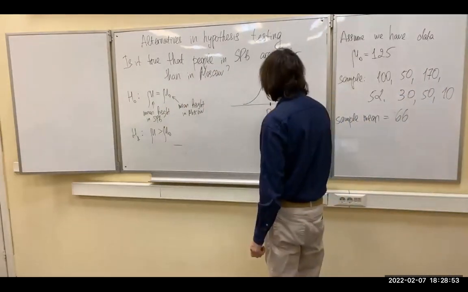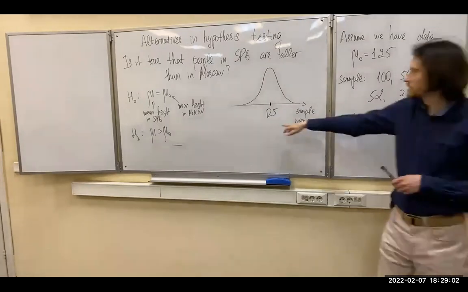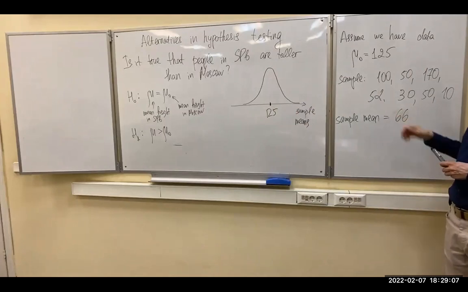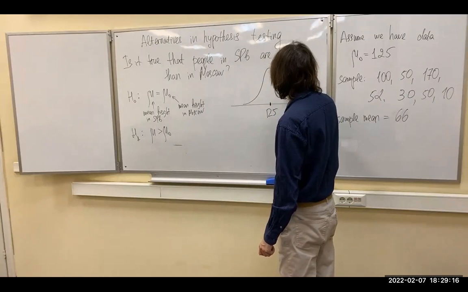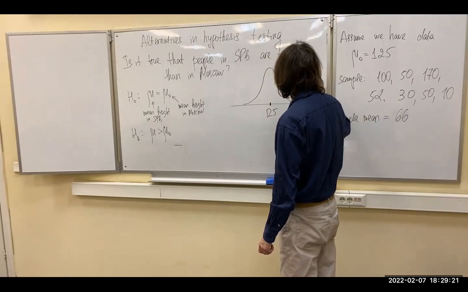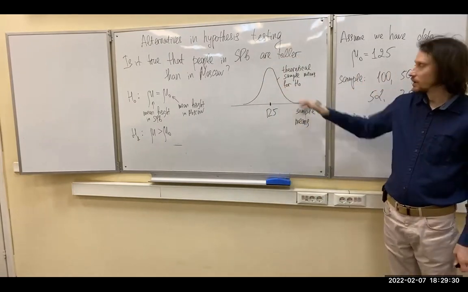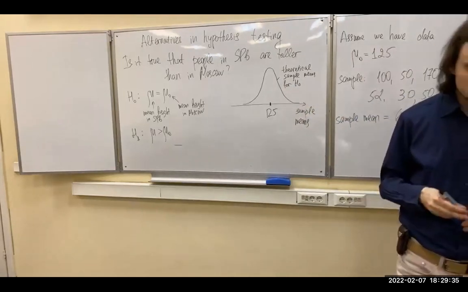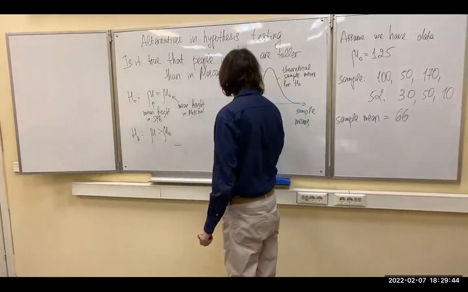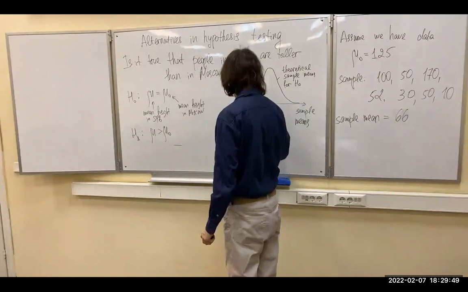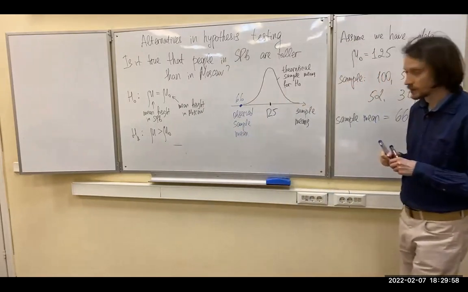So I can put here 125. And if I put on this picture this value, this is my observed sample mean. So this is the theoretical curve, theoretical sample means. The distribution is drawn provided the null hypothesis holds. And if I put the actual observed sample mean, then I have to put it somewhere here. This is my observed sample mean, which is 66 in our case.